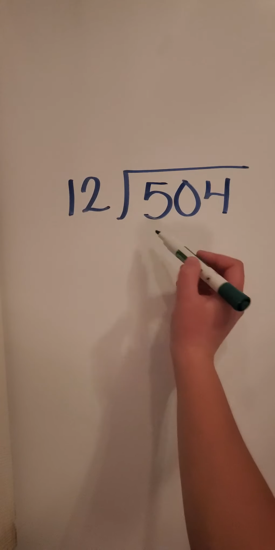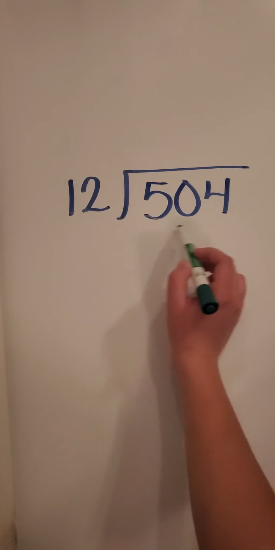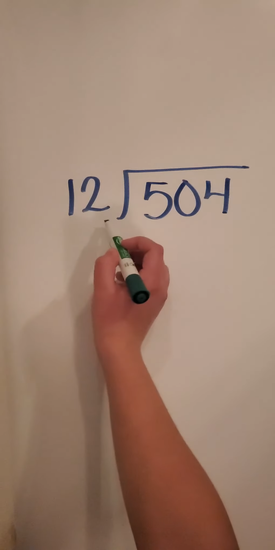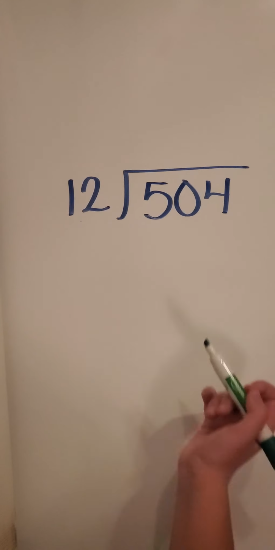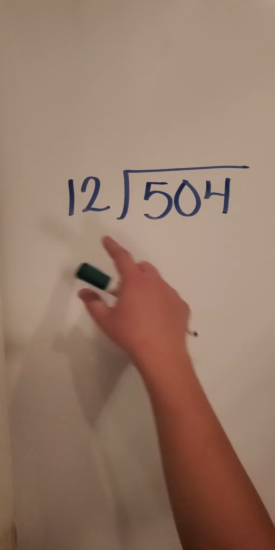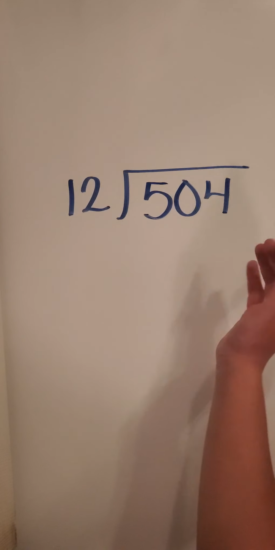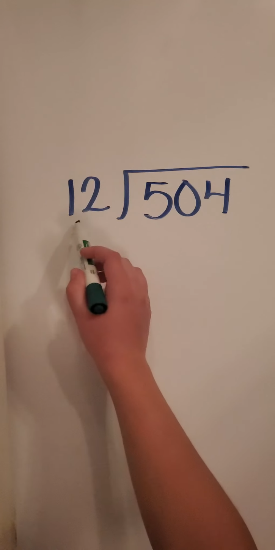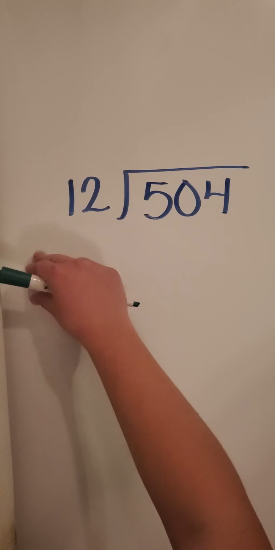Now remember, this number is our dividend, so this is the number that we are splitting equally or sharing, and this is our divisor, so this is the number of equal groups, people, or pieces that we have. So a good scenario for this might be there were 504 cookies. We wanted to split them between 12 people equally. How many cookies would each person get?